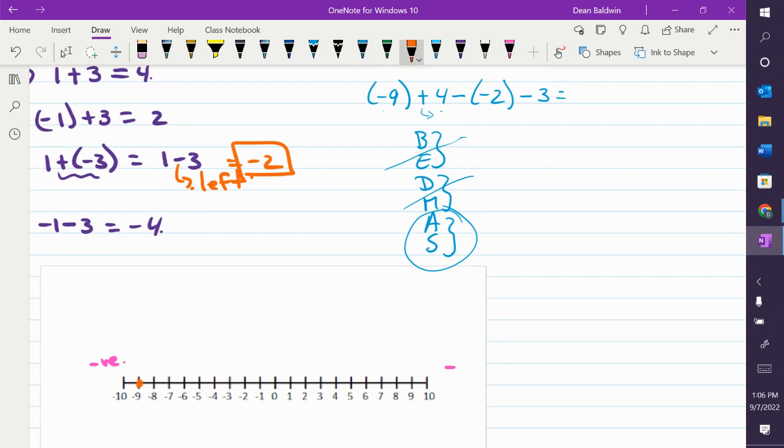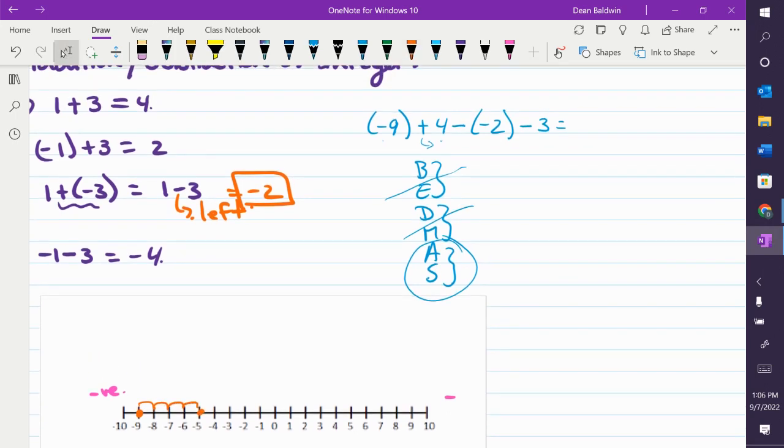So negative 9, adding 4: 1, 2, 3, 4. I'm going to do it in steps here, okay? The negative 9 and 4 becomes negative 5. What do those two negatives there become? Positive. So then I can go plus 2, and then I have a minus 3.